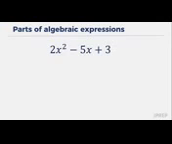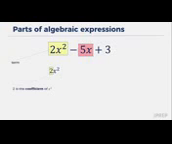Let's look at a bit more. As we said earlier, we can have a term which is separated by an operation sign. For example, we have 2x squared. And we can also have 5x. Let us concentrate on the first one. We have 2x raised to the power 2. The 2 over here, which is written near the variable x, is what we call the coefficient. So we can say 2 is the coefficient of x squared.